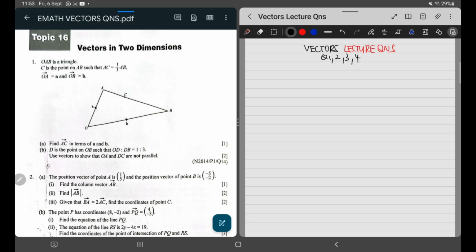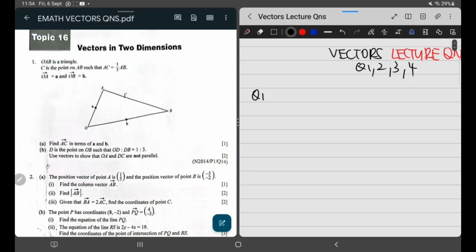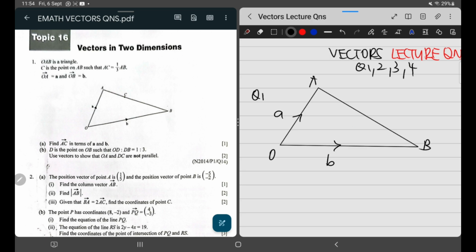For question 1, OAB is a triangle, C is the point on AB such that AC is 1/3 of AB. OA is A and OB is B. Find AC in terms of A and B. Okay, for question 1, I'm just going to draw this triangle out over here. OAB. Here is A, notice the direction, and here is B. And then here is point C. AC is 1/3 of AB, so this is 1 unit and this is 2 units.